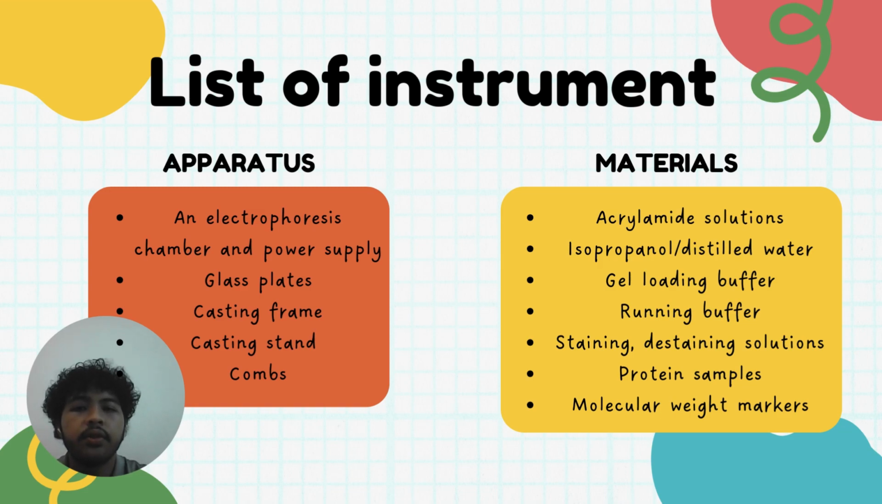This is the list of instruments that are used in SDS-PAGE. So for the apparatus, it uses an electrophoresis chamber and power supply, glass plates, casting frame, casting stands, and combs. And for the materials, it uses acrylamide solutions, isopropanol or distilled water, gel loading buffer, running buffer, staining solution, protein samples, and molecular weight markers.